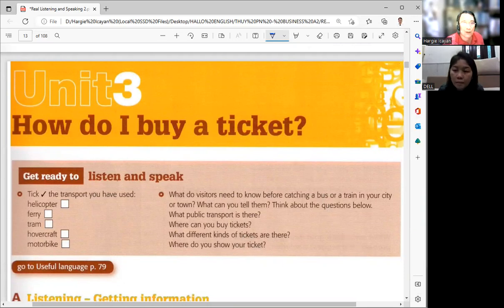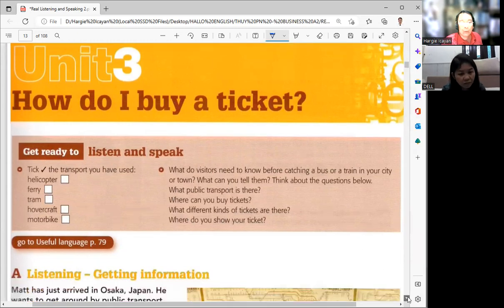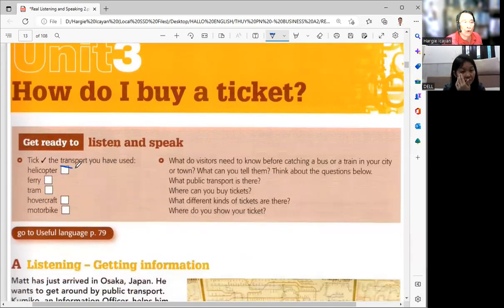What are the things that you should understand in buying a ticket, right? Let's say if you are going to fly to far places, what are you going to do in buying a ticket? Okay. So before we listen and speak, let's try to get ready. Let's take the transport you have used already. When we are talking about transport, what does it mean?